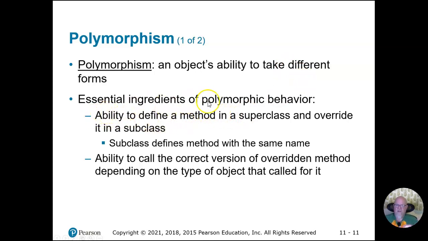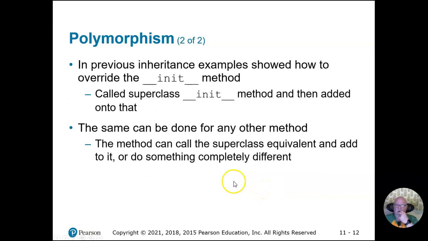So the essential ingredients of polymorphic behavior is to define a method in a superclass and then override that in a subclass. So again, whatever that method does in the superclass, we have to keep the name of the method, but what that method does can be changed. We can call the correct version of an override method depending on the type of object that called for it. Okay, so we'll get more details in just a second in the example.